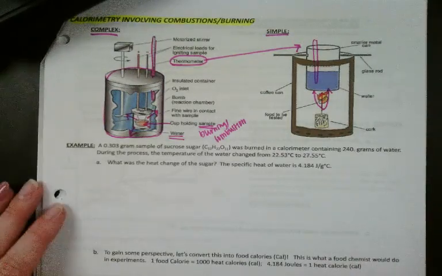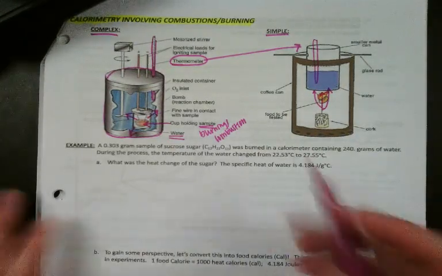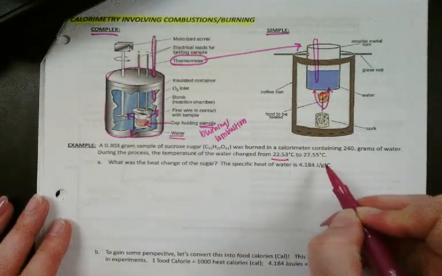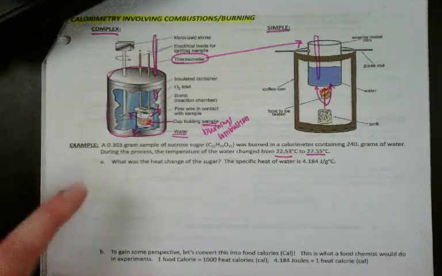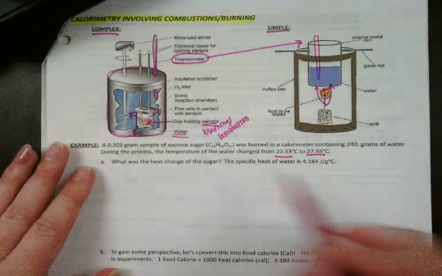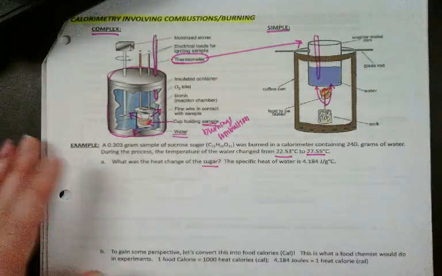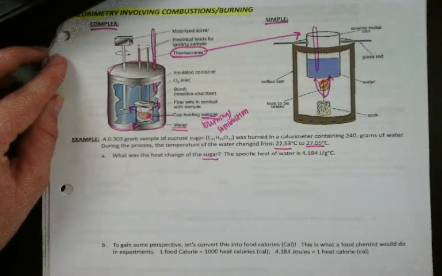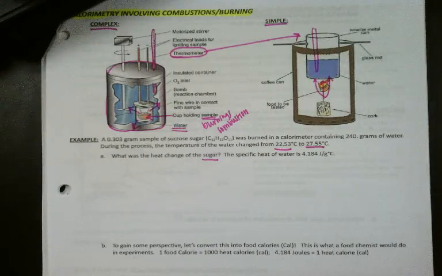Okay? All right, so a 0.303 gram sample of sucrose was burned in a calorimeter containing 240 grams of water. During the process, the temperature of the water changed from 22.53 degrees Celsius to 27.55 degrees Celsius. What was the heat change of the sugar? The specific heat of water is 4.184 joules per gram degree Celsius. Okay, so we're trying to find the heat change of the sugar. So let's write down all of the things that we have.